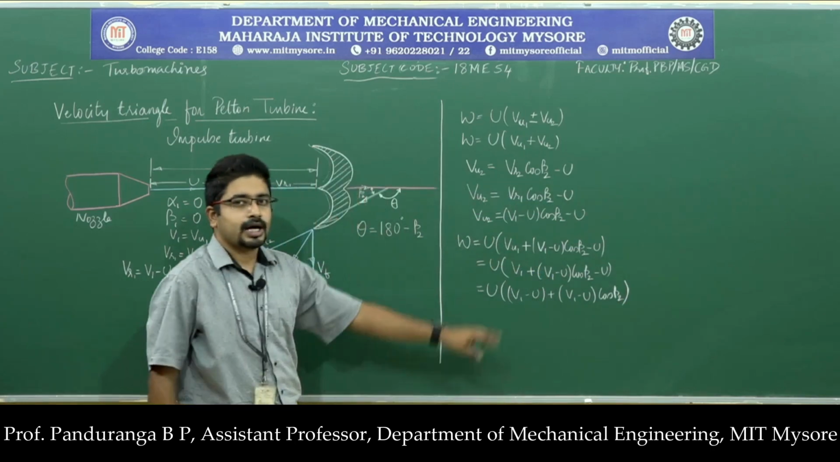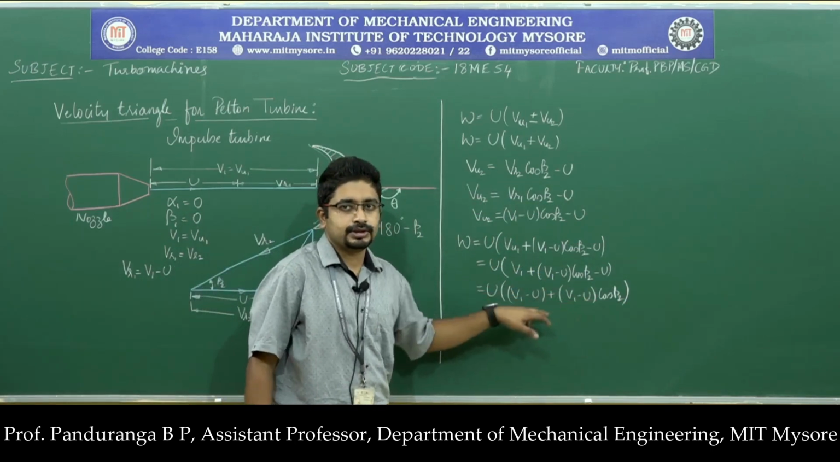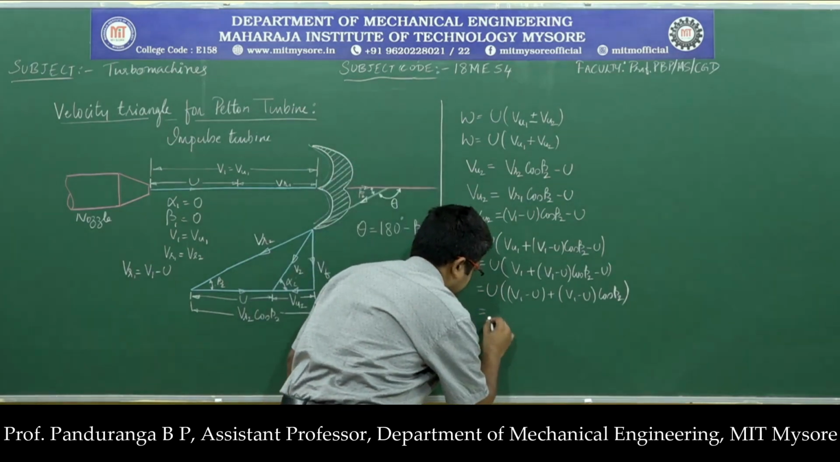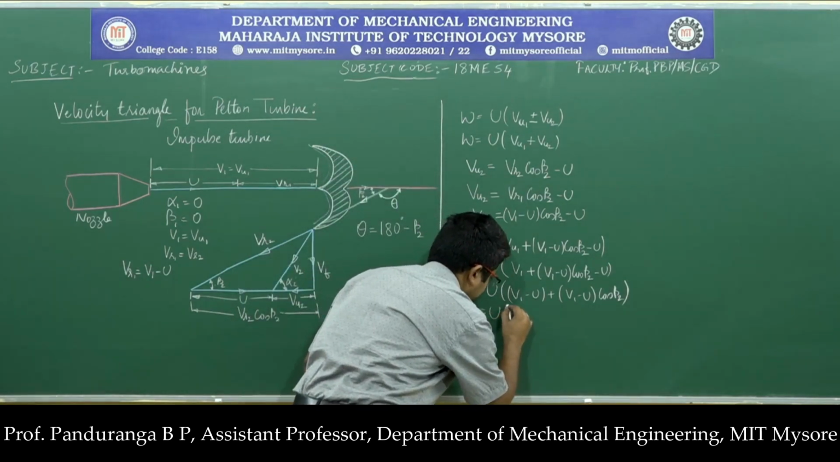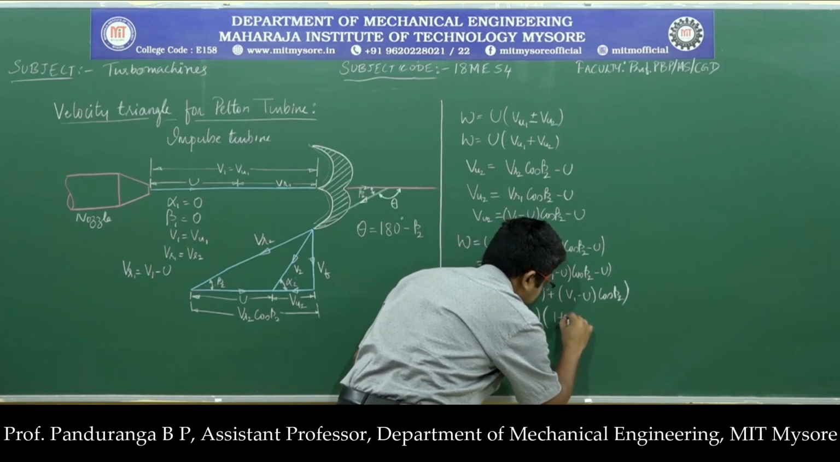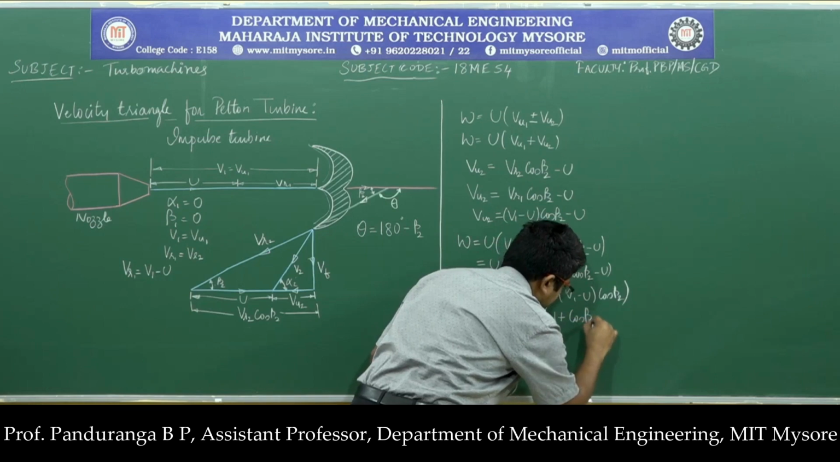Now I have V1 minus U common in both the terms. So I'll take it out. So I'll write U into (V1 minus U) into (1 plus cos beta 2).